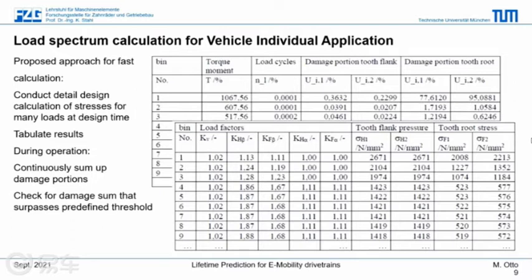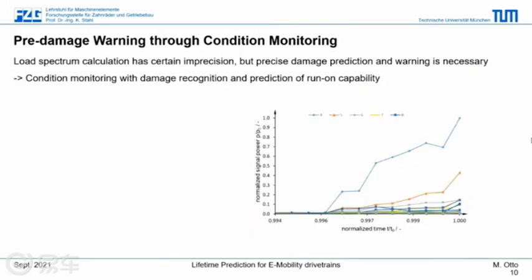And what we can do on this basis now is, during operation, for every current operating load, just look up the right line, which values apply, and then continuously calculate the portion of used lifetime very fast, because we only need to compare the number of load cycles to the number of allowed load cycles, and sum up the damaged portions. And while continuously summing up damaged portions, we see that our used lifetime increases, and we just need to check if and when our damage sum surpasses some predefined threshold.